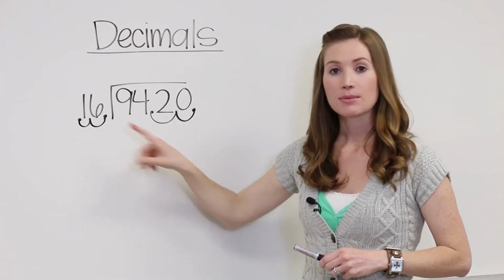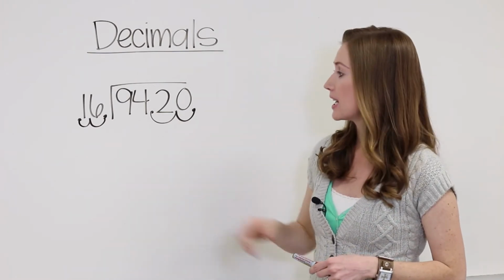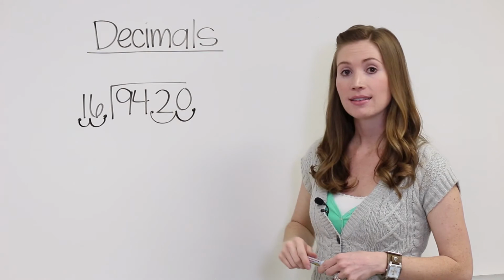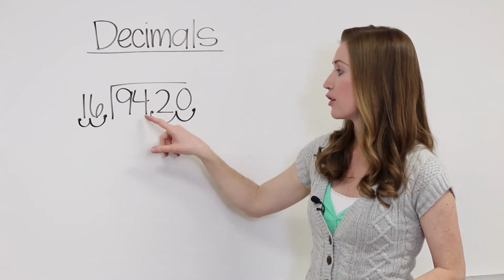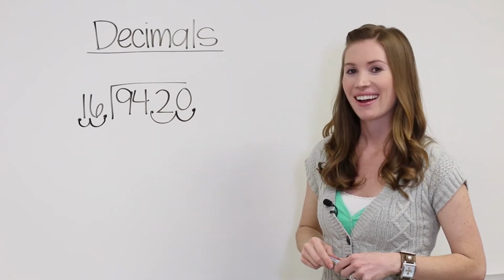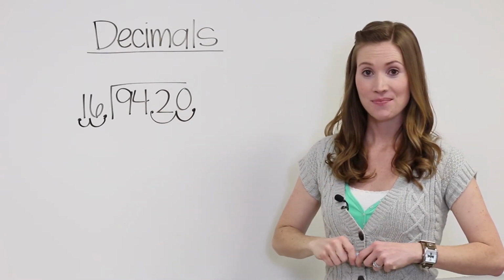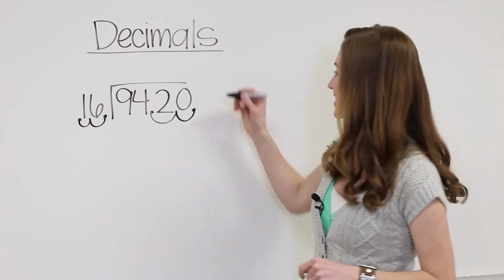When we move the decimal point twice, that's like multiplying our number by 100. If we had 94 and 2/10 and we multiplied it by 100, we would have 9,420. So the 0, it's okay. Now what's our next step? If you said move the decimal point up, that's correct.